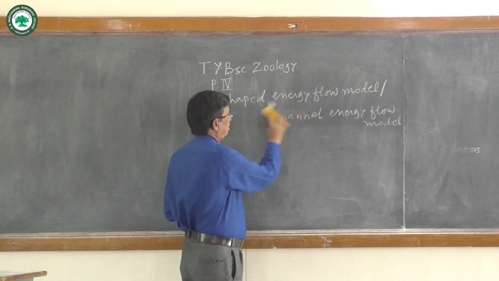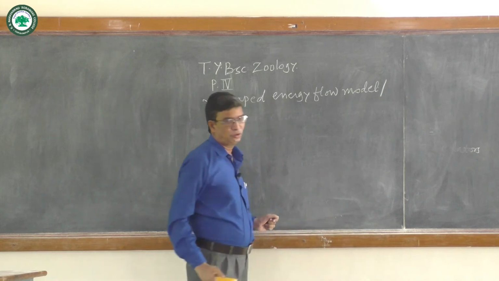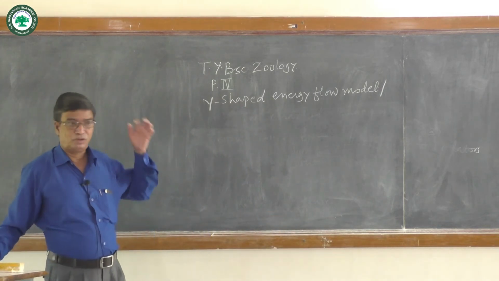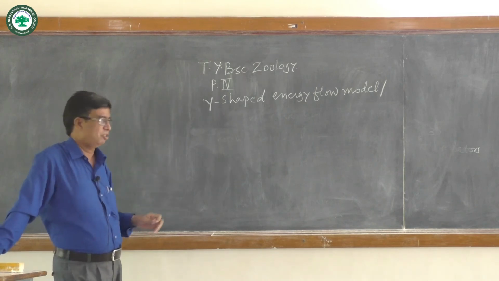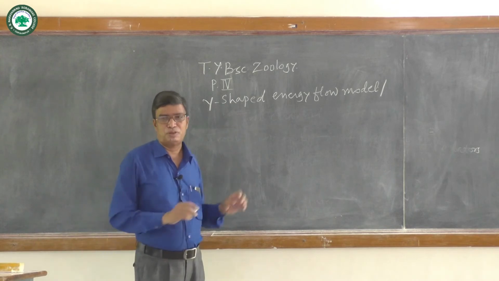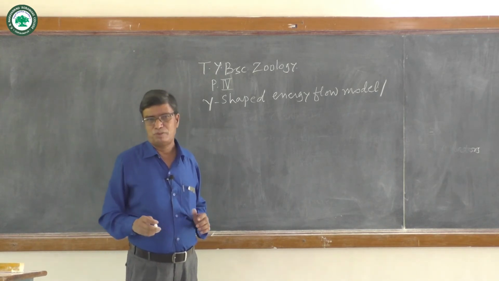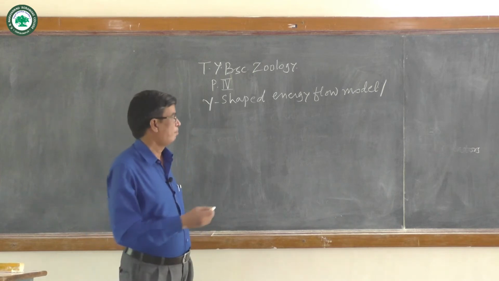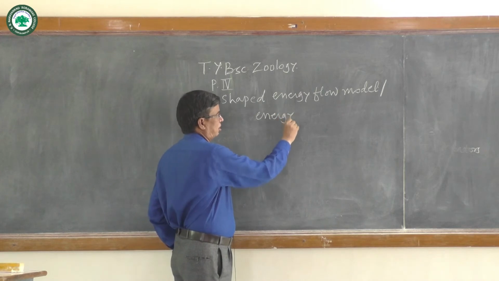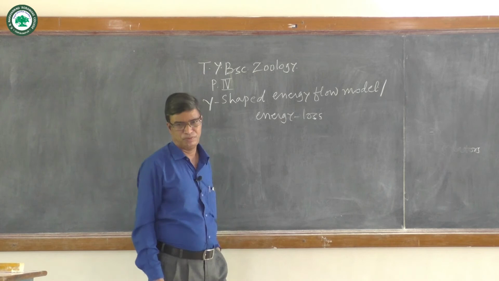Y-shaped energy flow model, or it is also called the two-channel energy flow model. During transfer of energy, a large amount of energy is lost. There is a loss of energy during transfer.